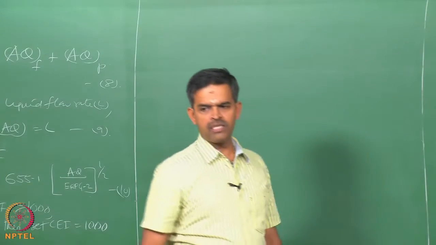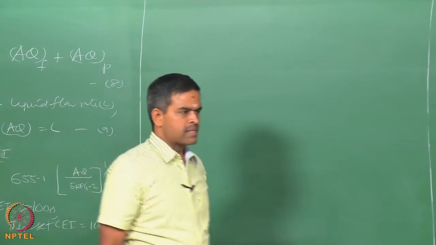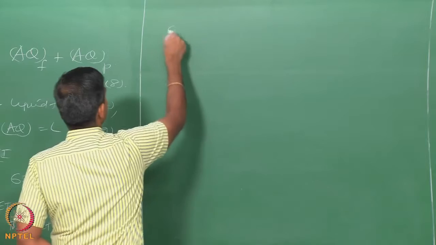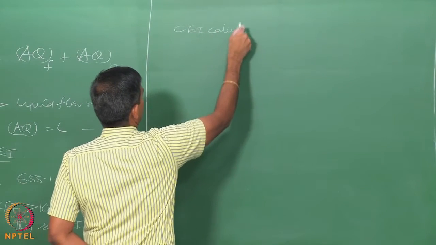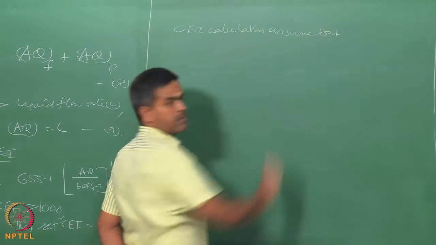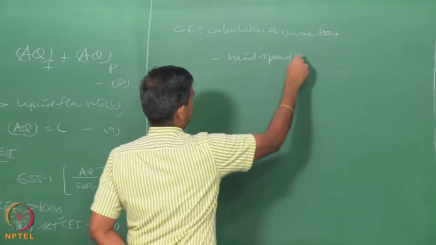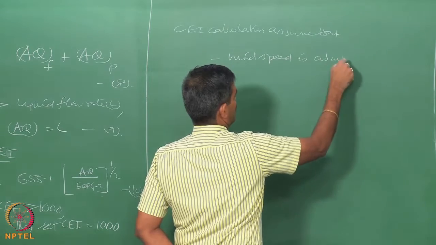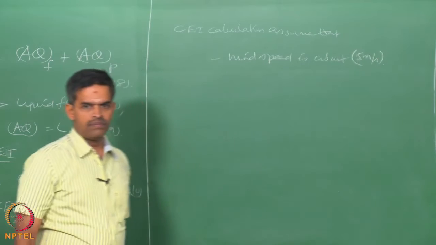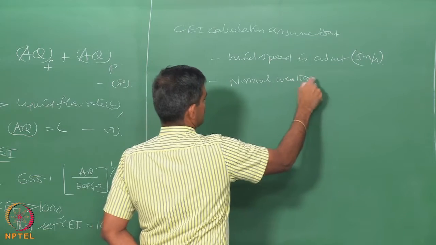As I told you, while estimating the chemical exposure index, one also takes care of the weather conditions, Pasquill stability, wind velocity, speed, direction, propagation, etc. So, Ci calculations assume that wind speed is about 5 meter per second. It also assumes normal weather conditions.